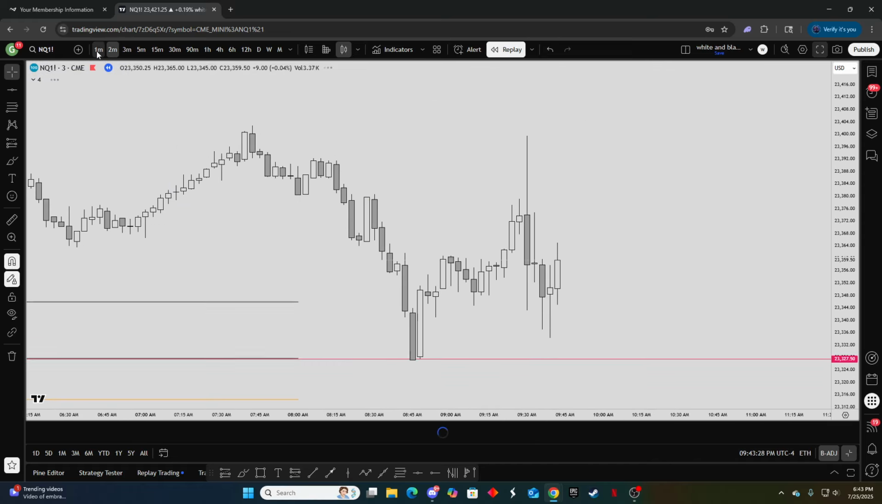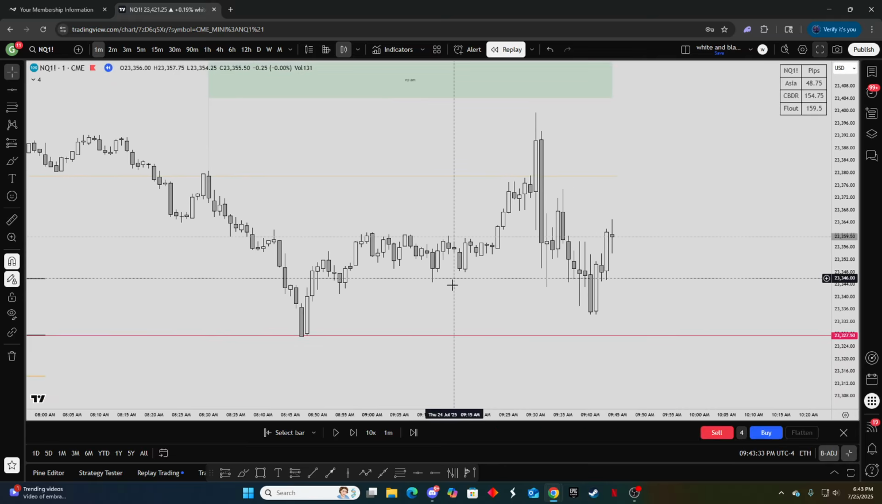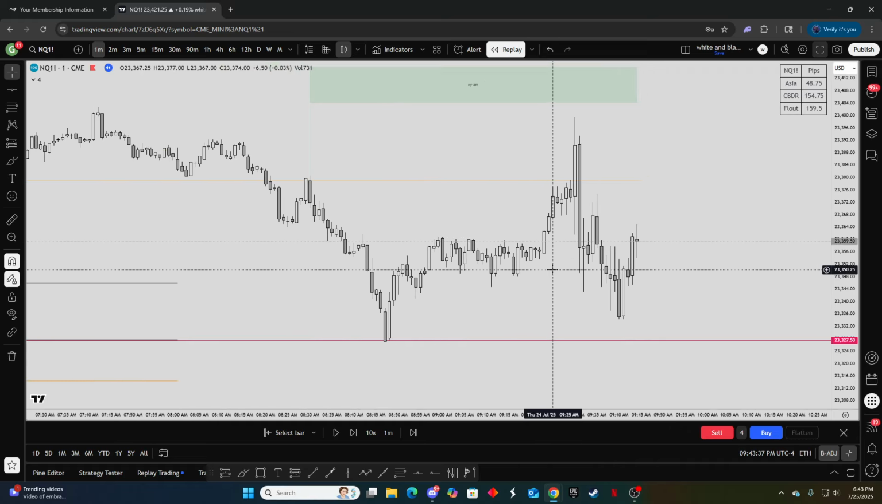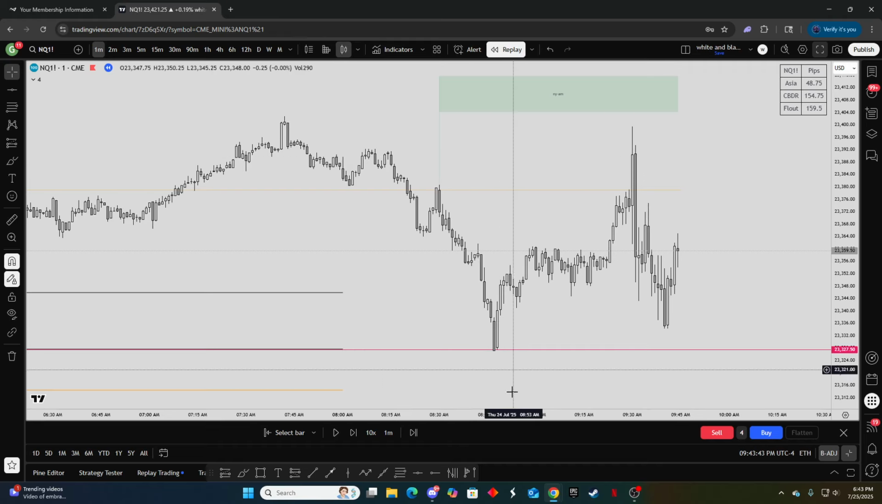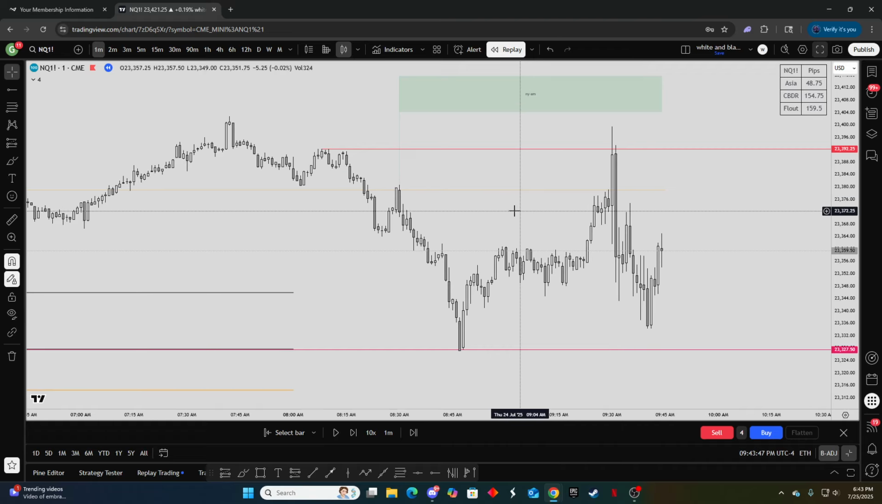So my entry, usually when I see accumulation before pre-market, I know 9:30 open is gonna manipulate, right? In this case, we were moving up. We were above midnight, right? We swept liquidity over here.